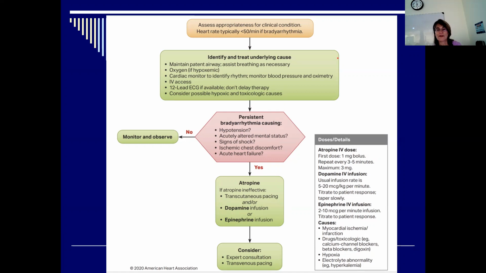So dopamine and Levophed are indicated if the patient's blood pressure is low, then they need to get those drugs. So what if the patient does have a slow heart rate, but they have a good blood pressure, they're mentally alert, answering questions, they've got good skin color, they have no chest pain, and they're not in heart failure? What would you do? Just monitor. Very good.